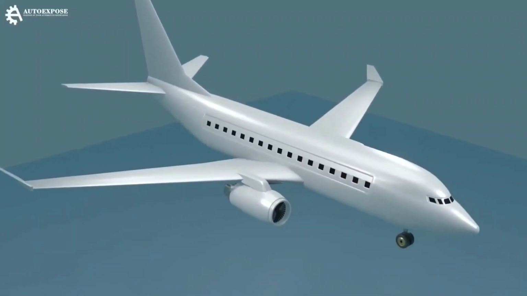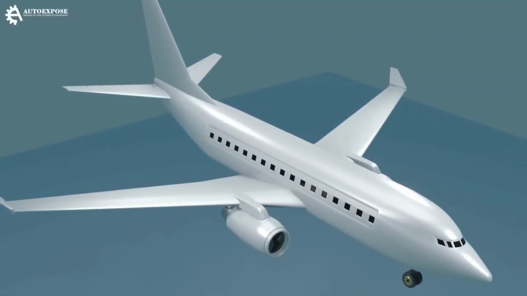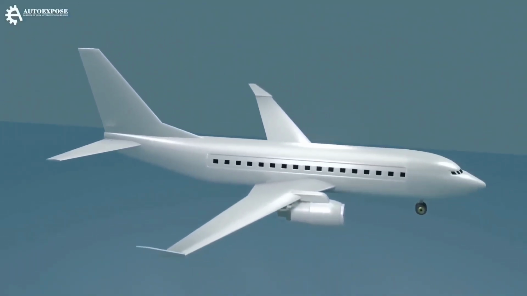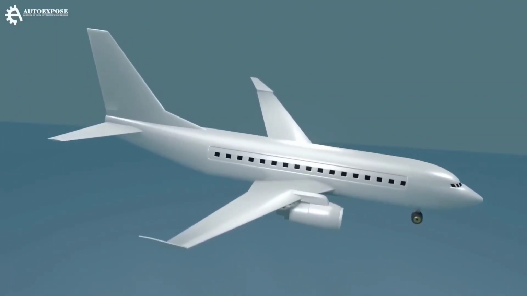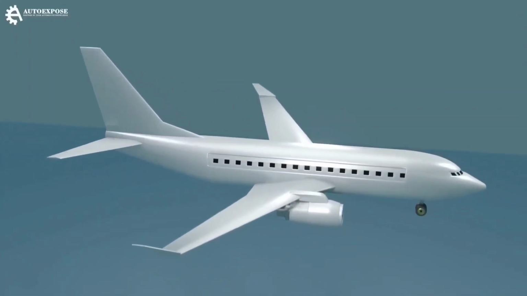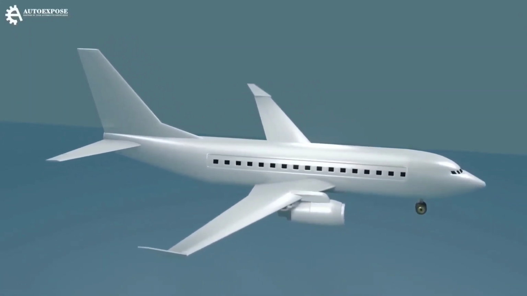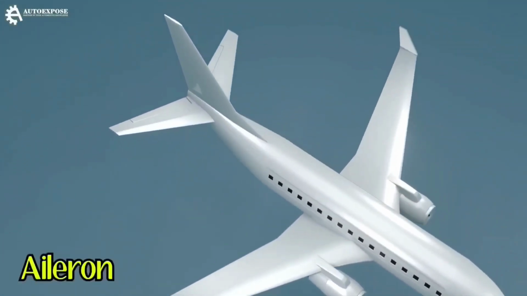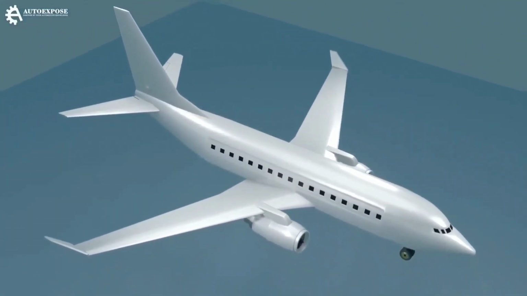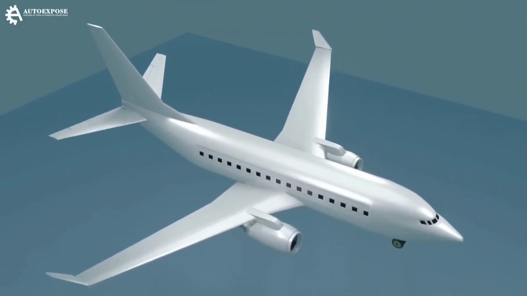Well, the plane has 3 flight control surfaces. First, the elevator. This is used to raise or lower the nose of the aircraft. The second is the rudder. Its function is to make the aircraft able to rotate on a vertical line. The third is the aileron. This is used to make the plane able to roll right and left.